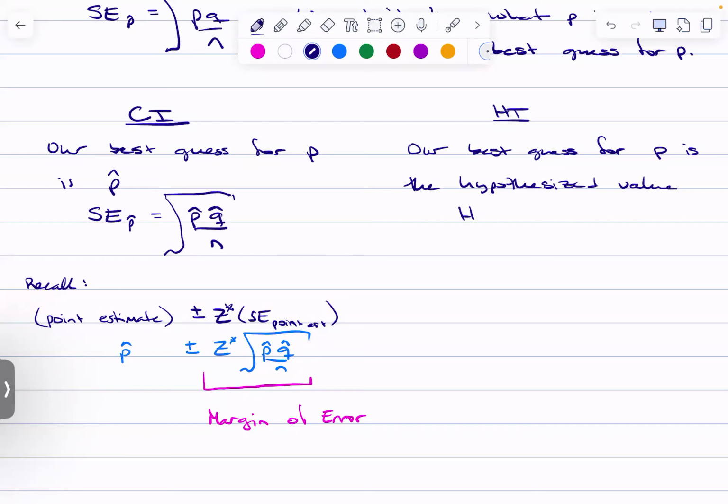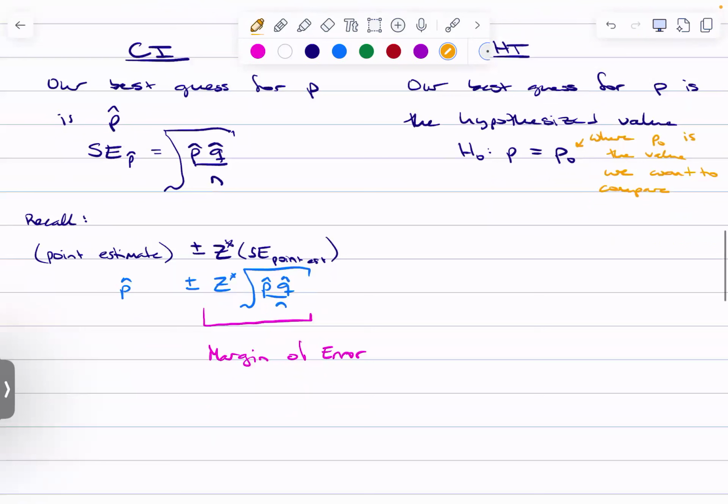In your null hypothesis, we're hypothesizing about the whole population. And so for a one sample proportion type of question, we're hypothesizing about p and how it compares to some p naught. Where this p naught, and I'll make a note here, is the value we want to compare p hat to.